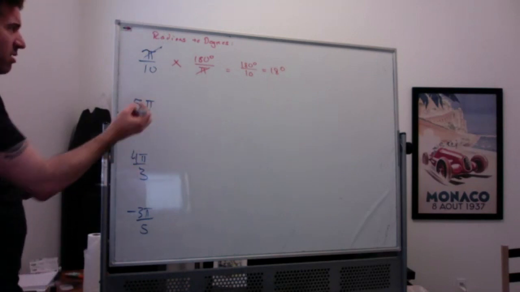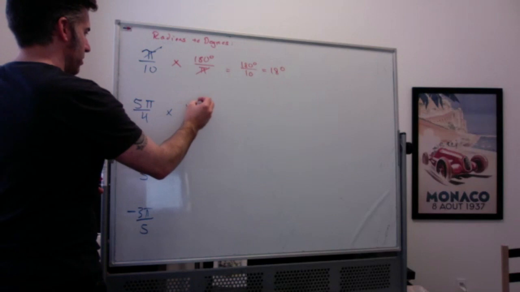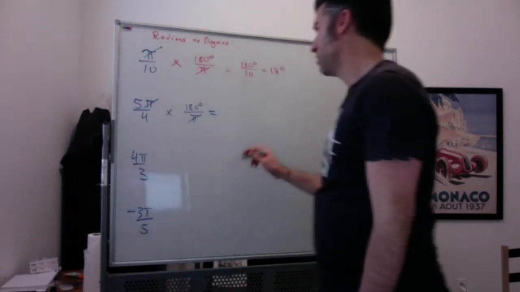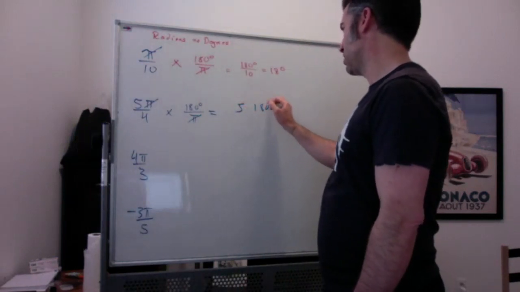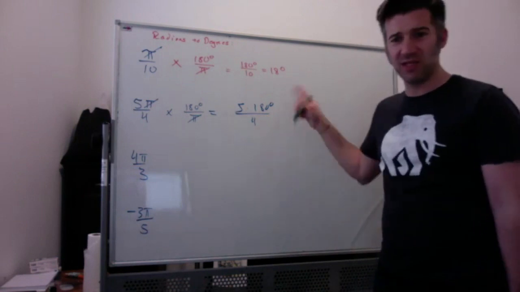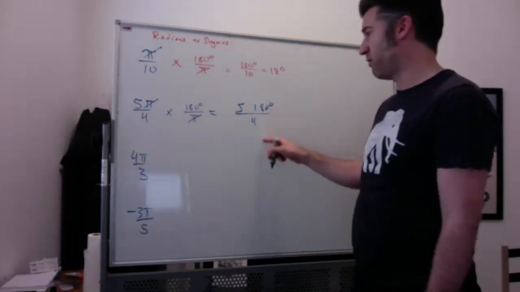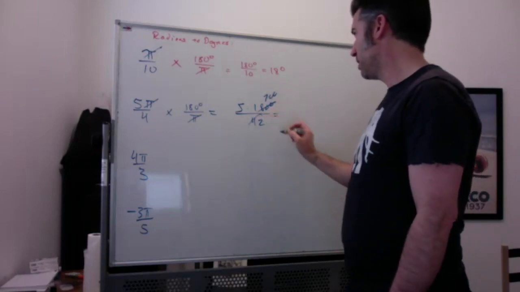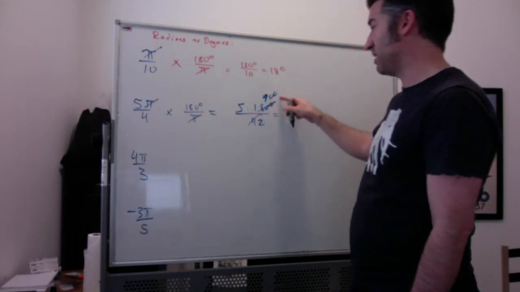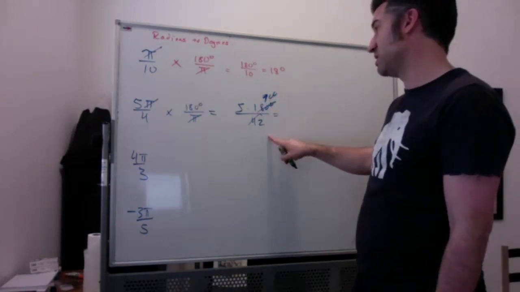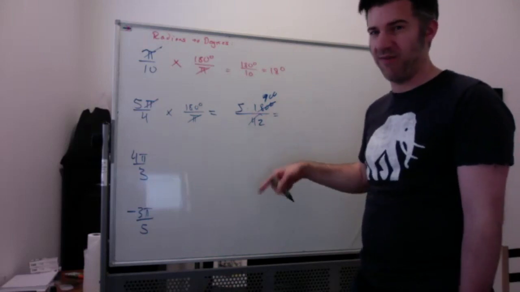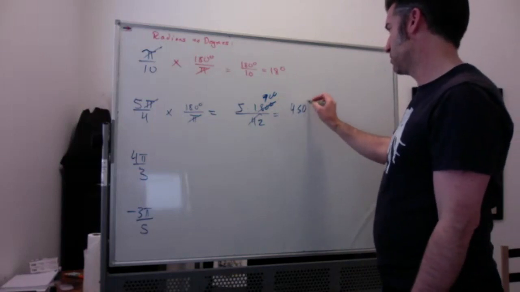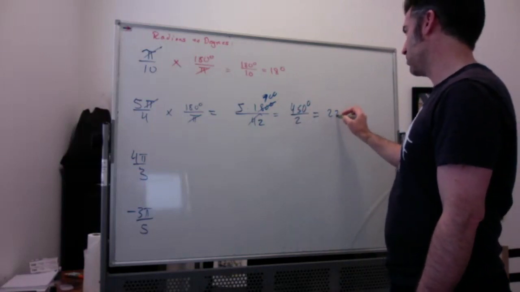Same deal here. I'm going to multiply by 180 degrees over pi. The pi's do cancel. So I'm going to get 5 times 180 over 4. I would probably like to do some of the division first. So I know that 180 over 4 reduces to 90 over 2. And although I could continue and say 90 over 2 is 45, to me it's actually easier to multiply by 5 and then divide by 2. 5 times 45 to me seems hard. 5 times 90 is easy. It's 450. And then 450 divided by 2 is 225 degrees.